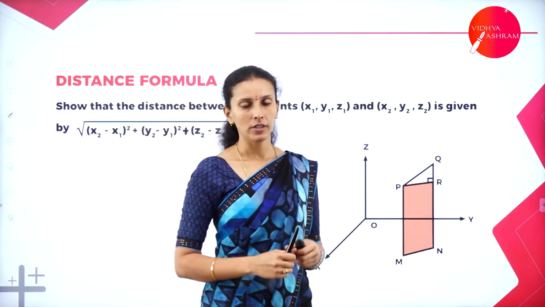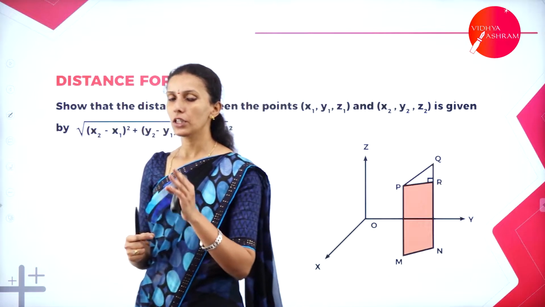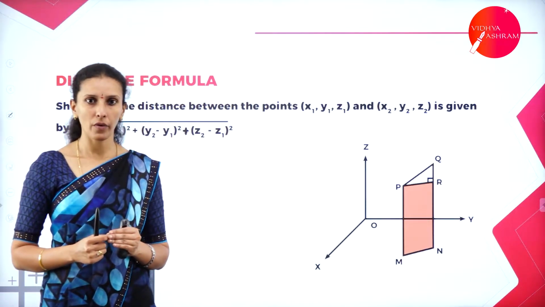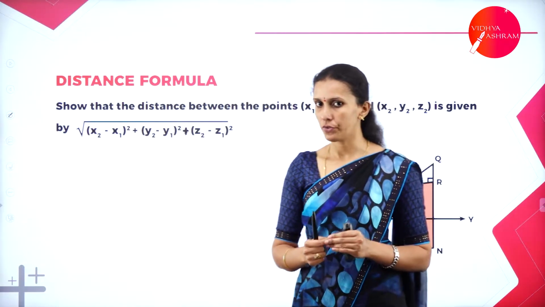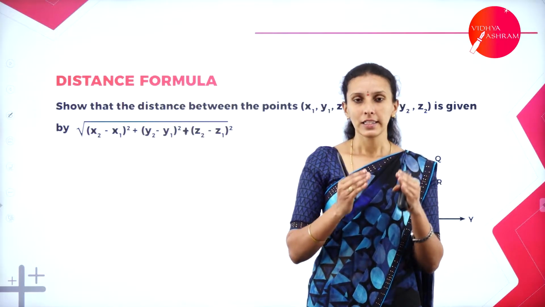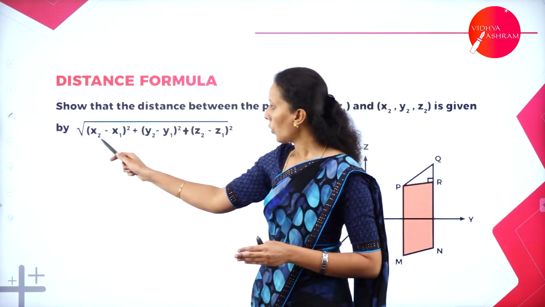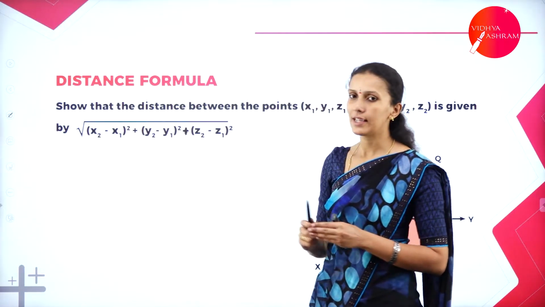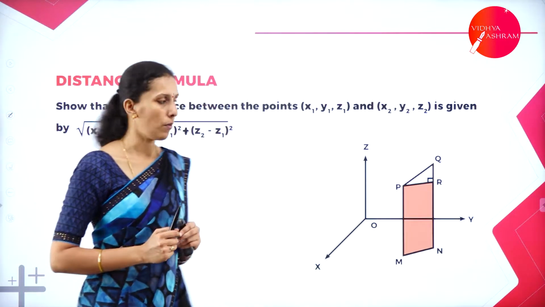Next we come across the distance formula. The distance formula you have learnt using two coordinates is the square root of x2 minus x1 whole square plus y2 minus y1 whole square. Since we have one extra coordinate in 3-dimensional geometry, the same formula is extended to one extra coordinate. Along with these two, you have plus z2 minus z1 whole square. Let's prove this distance formula now.